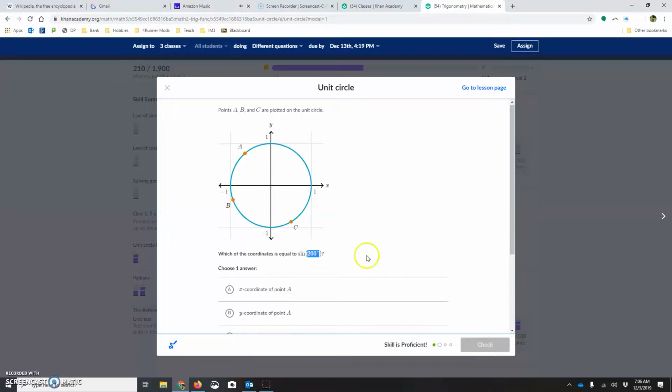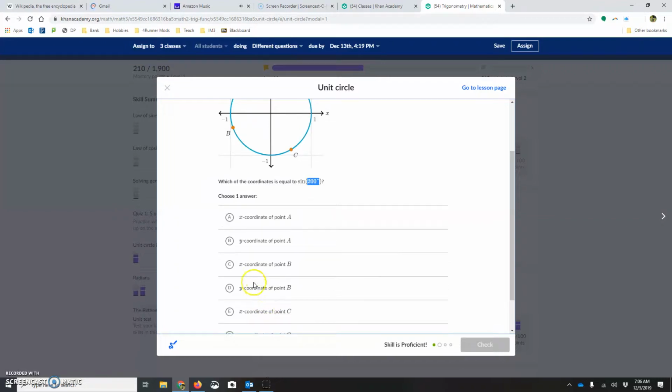So we're going to be either at C or D. And then sine, something you have to memorize. Cosine values are your x values, and sine are your y values. So if we're looking for sine, we're looking for the y coordinate at 200 degrees, which is B, and we're looking for the y coordinate. So it would be D is our answer.